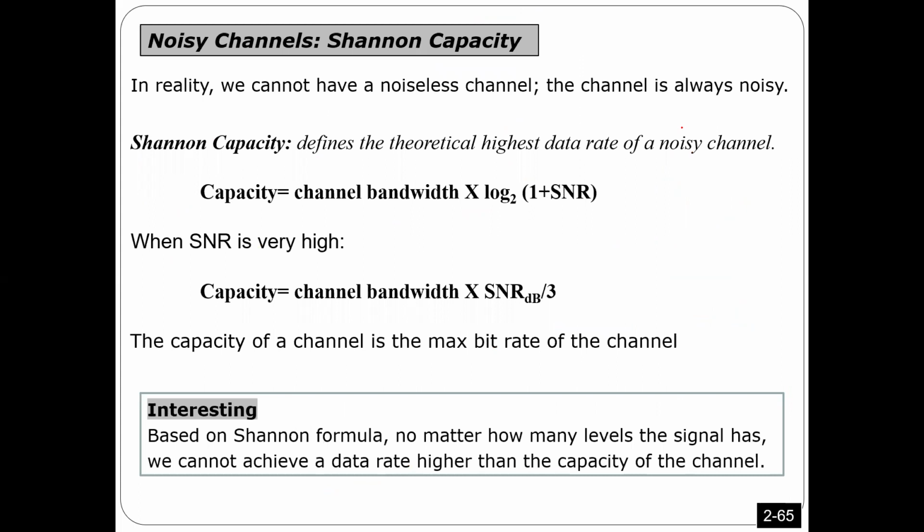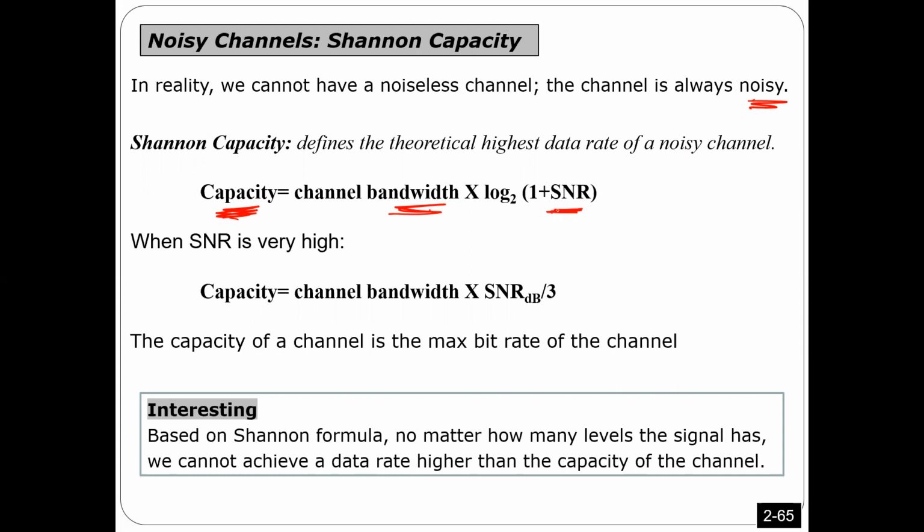Let's now move to the second formula. The second formula is called the channel capacity, and this one is for a noisy channel. You need to keep in mind that all channels are noisy. Here the capacity, or the maximum bit rate, is the bandwidth times log 2 of 1 plus the signal to noise ratio.